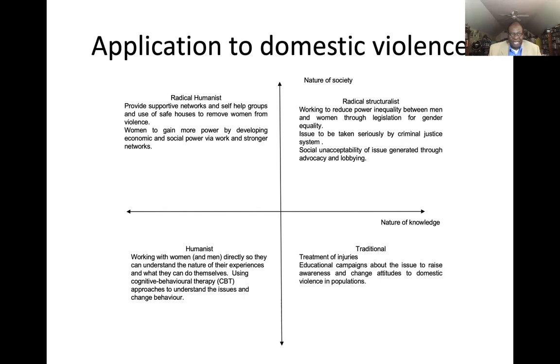So according to the radical humanists, there should be a way wherein these women should be taken away from this toxic environment, taken away from their abusers, provide safe houses for them, and provide added support, not only taking them, but also they need added support, food, and other things that they might need.